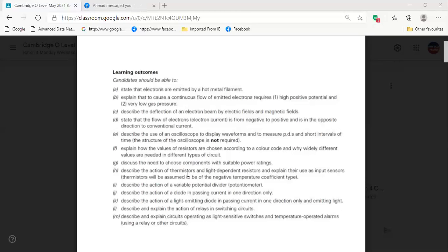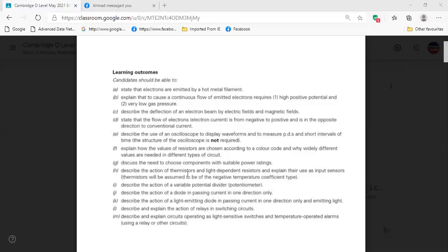We have a special kind of diode, that is LED, light emitting diode. It simply behaves like a diode, but there is a speciality: if current flows through it, then it emits light. In a normal diode, we don't see any light, but this LED, light emitting diode, glows when current flows through it.